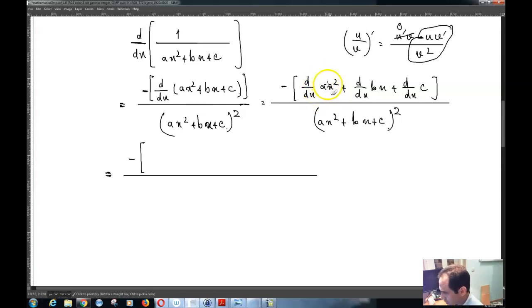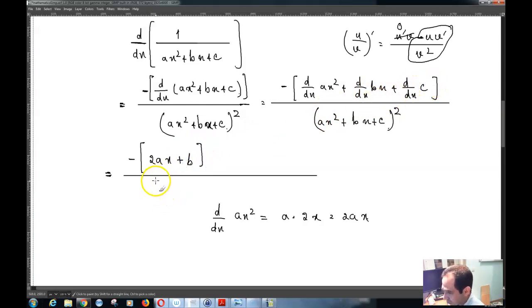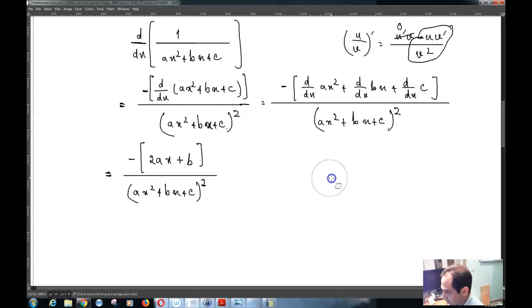When you have some constant, meaning that when you have d by dx of, for example, ax squared, a is a constant. So you keep the constant and then take the derivative of your variable, which is a times 2x, which is equal to 2ax. So d by dx of ax squared is equal to 2ax. Now d by dx of bx is equal to b, and d by dx of c is equal to 0. And you need to divide that by ax squared plus bx plus c whole squared. So that's the derivative of your function.